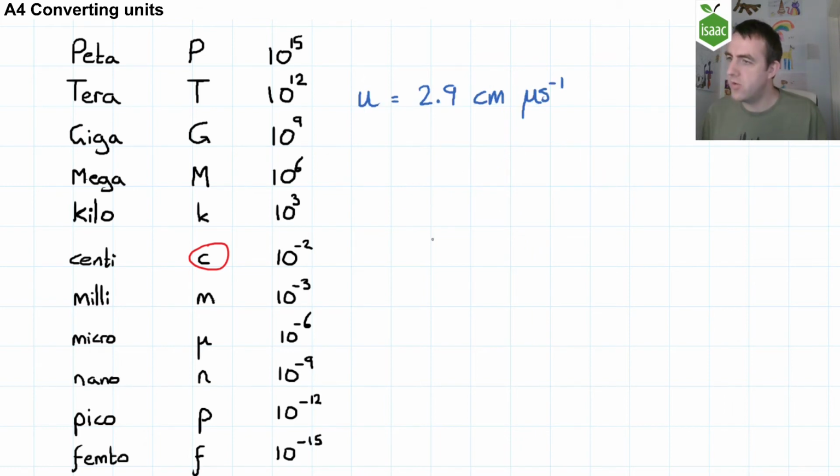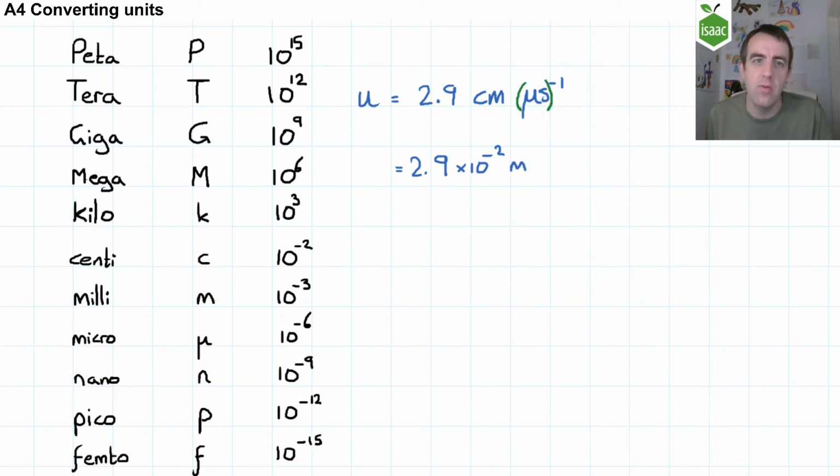Let's do another conversion for speed now, 2.9 centimeters per microsecond. Let's just convert that into meters per second. So first of all, I want to get rid of the centi, which is 10 to the negative 2. But then we have to be careful, because although it isn't shown clearly in this notation, the micro as well as the seconds is all raised to the power of minus 1. So that's not micro 10 to the minus 6, that's micro to the minus 1. And that's in seconds to the minus 1.